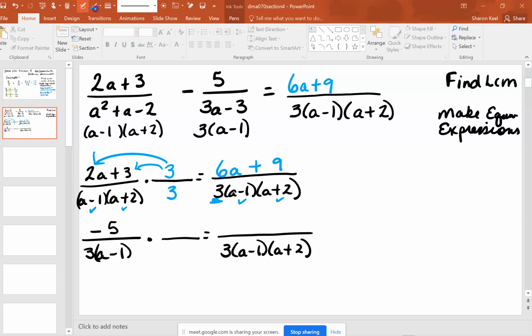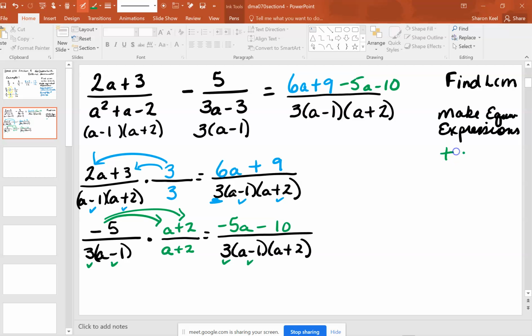On my second one here, I have a 3 here and an a minus 1 here. What I'm missing is the a plus 2. So this negative 5, I'm going to distribute with both of those. So negative 5 times a is minus 5a. Negative 5 times positive 2 is negative 10. So up here, my second new numerator is minus 5a minus 10. So we make equivalent expressions.